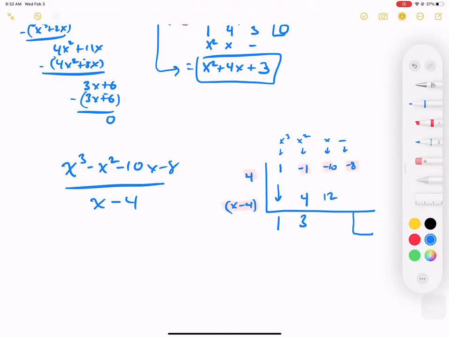12 minus 10 is 2. Hey, does it look like we're going to end up with a 0? Does it look like we're going to get there? 2 times 4 is 8. Oh, yes, we are. Bam. X squared plus 3x plus 2.